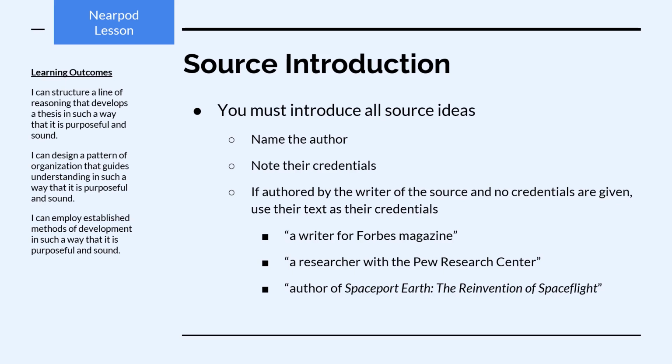you don't have any specific credentials given, like you don't know who they are, just use the text, the source itself, as their credentials. So-and-so who's a writer for Forbes magazine or a researcher with the Pew Institute or so-and-so author of this book. That's what you should use in place of a lack of credentials where you don't know who that person actually is and what they've done.